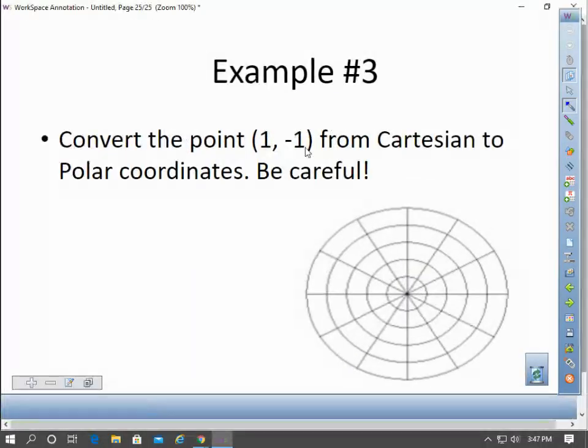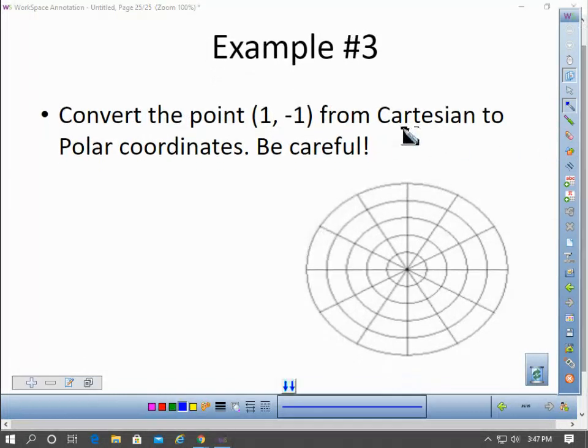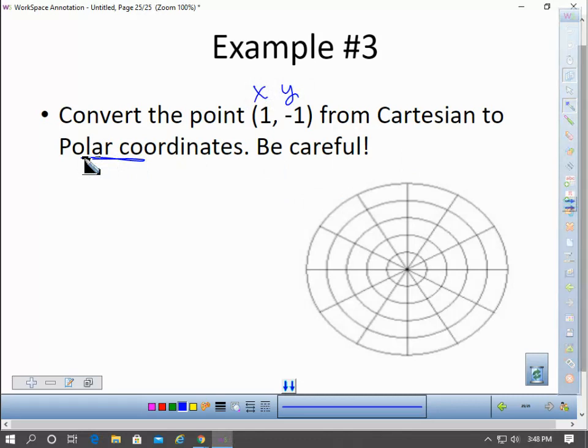This one says convert the point (1, -1) from Cartesian. So this is your x and your y. We want polar coordinates.